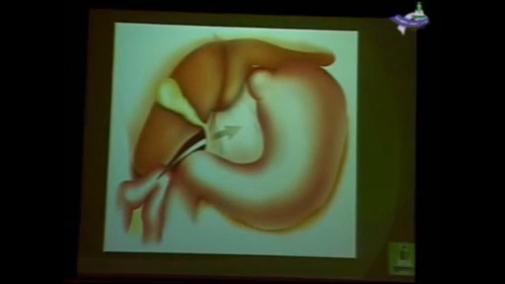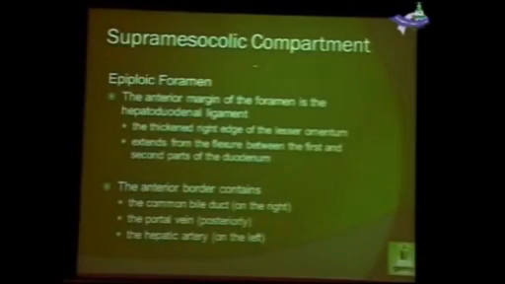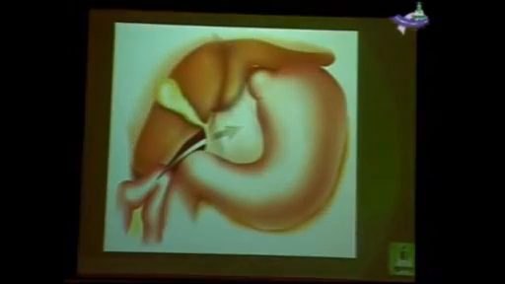This is the foramen again in the picture where the arrow is. The anterior margin of the foramen is the hepatoduodenal ligament. You can see it there.